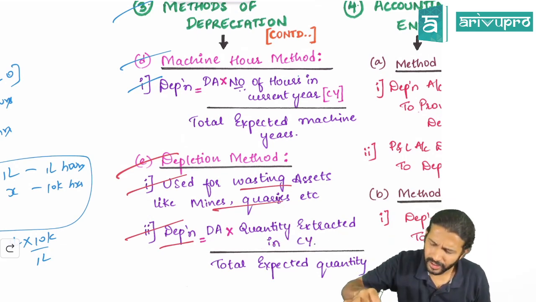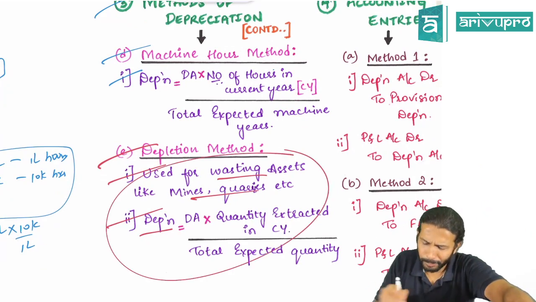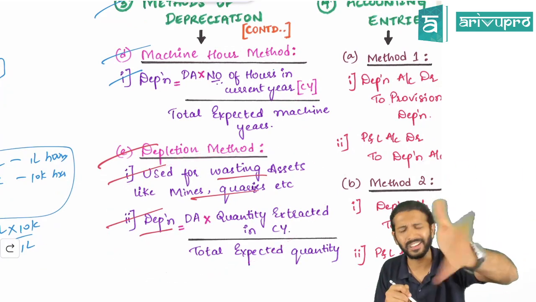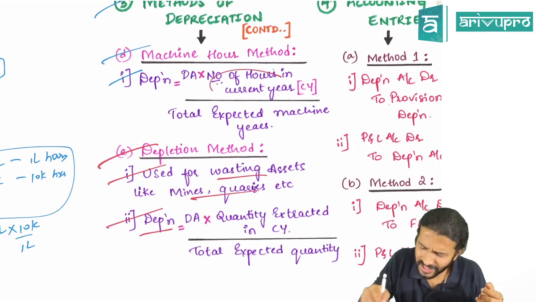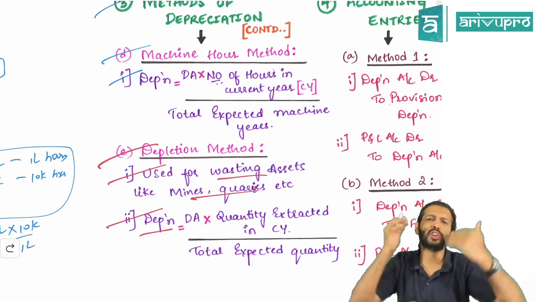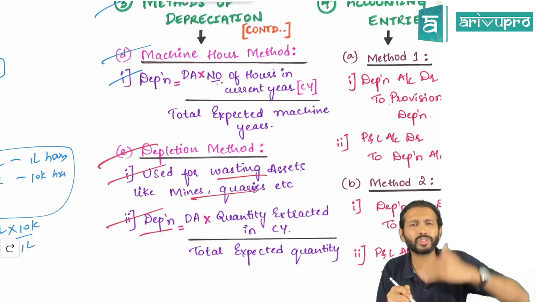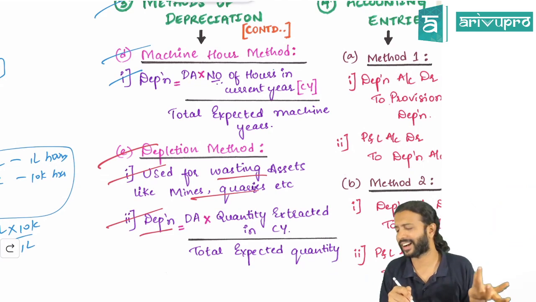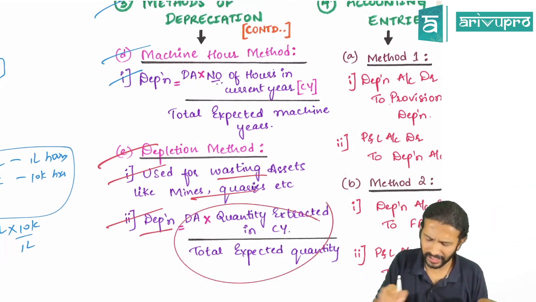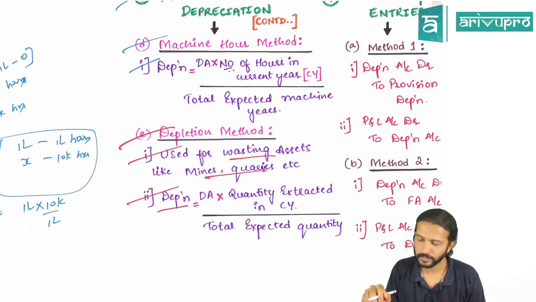In fact, the machine hour method, the units of production method, and this depletion method are in a way the same. Just substitute. In the machine hours method, you substitute machine hours. In the units of production method, substitute units. In the depletion method, you substitute what? Quantity extracted. That's all it is. It's not really a new method. It's the same funda.